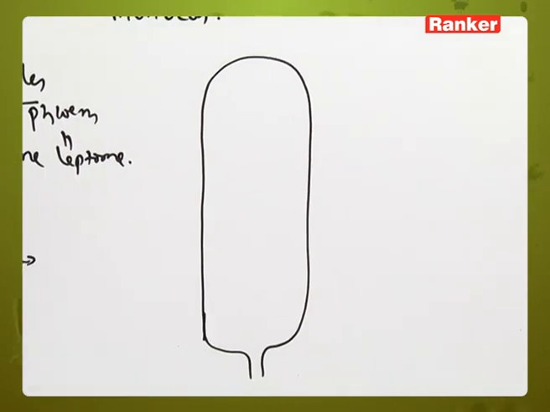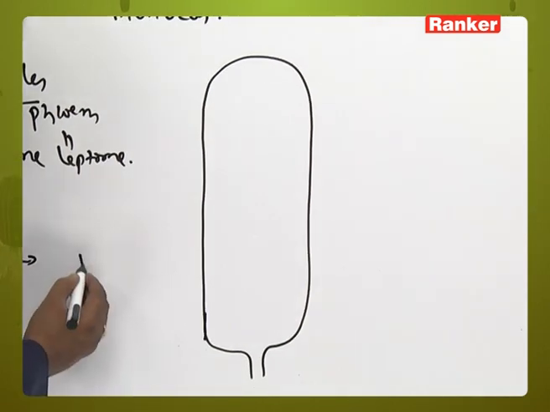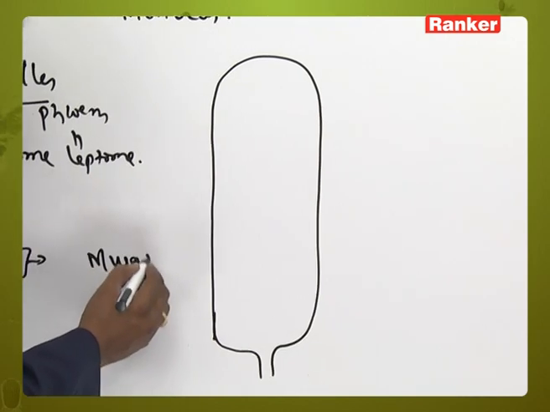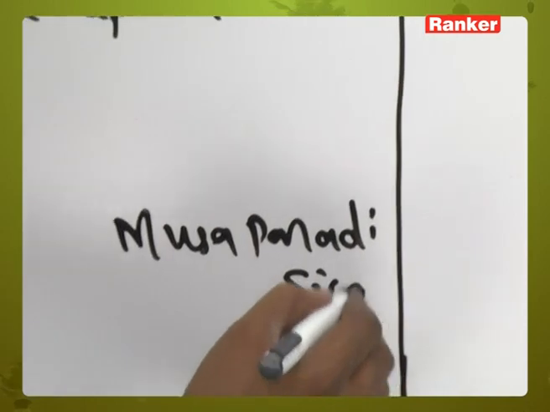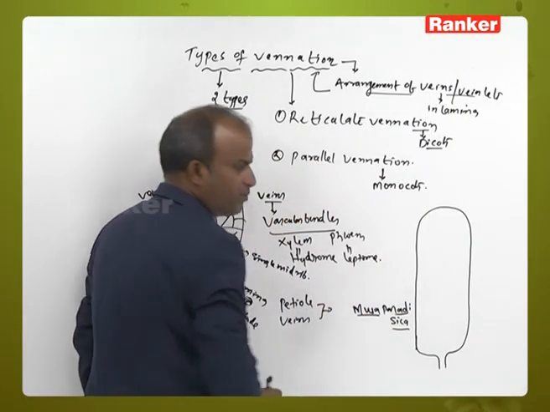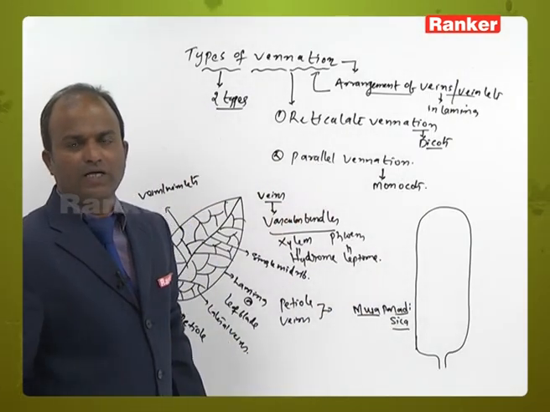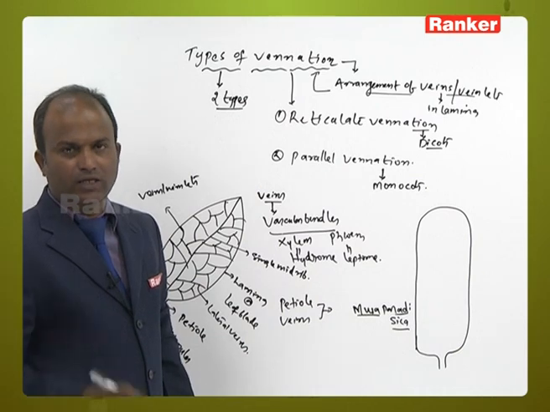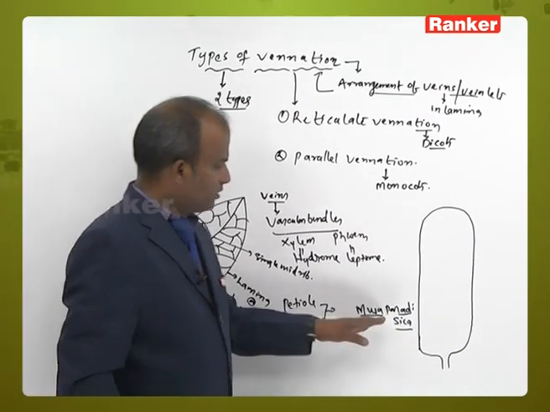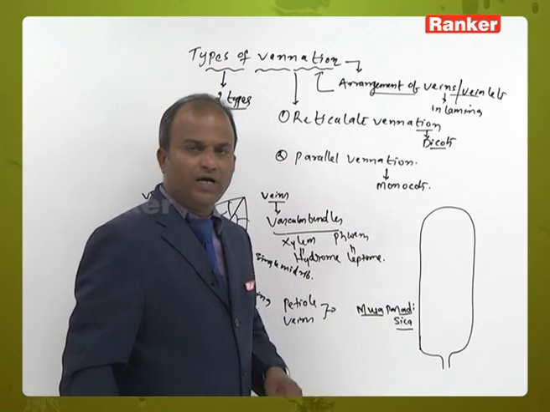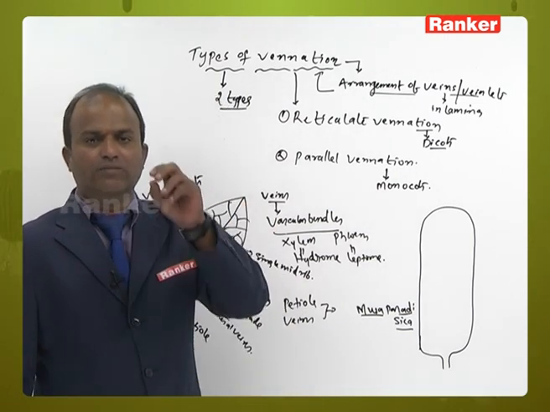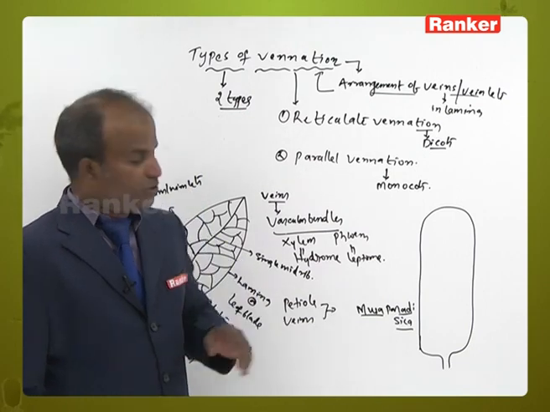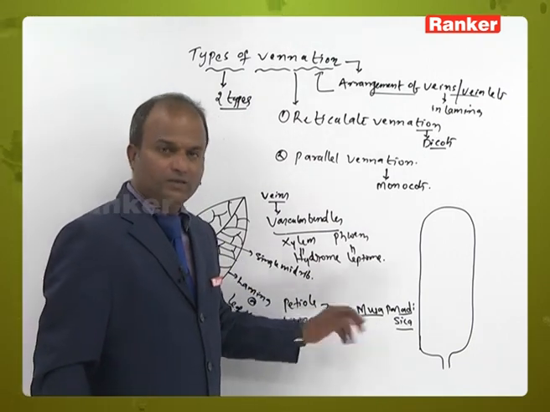Musa paradisica. That is the example. The common name of Musa paradisica is the banana plant. This Musa paradisica also shows one of the subaerial stem modifications, that is suckers. It shows sword-like suckers.